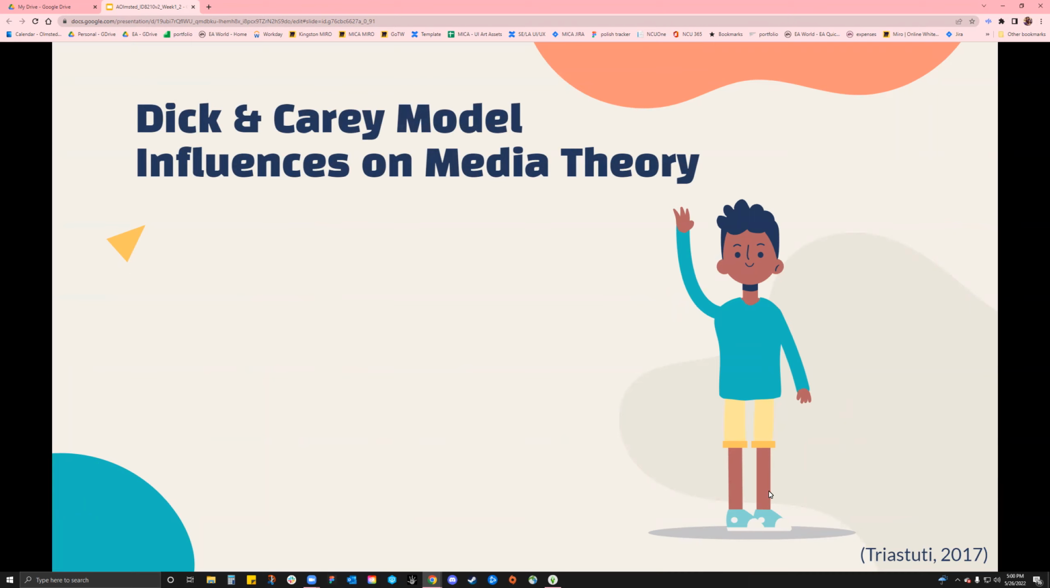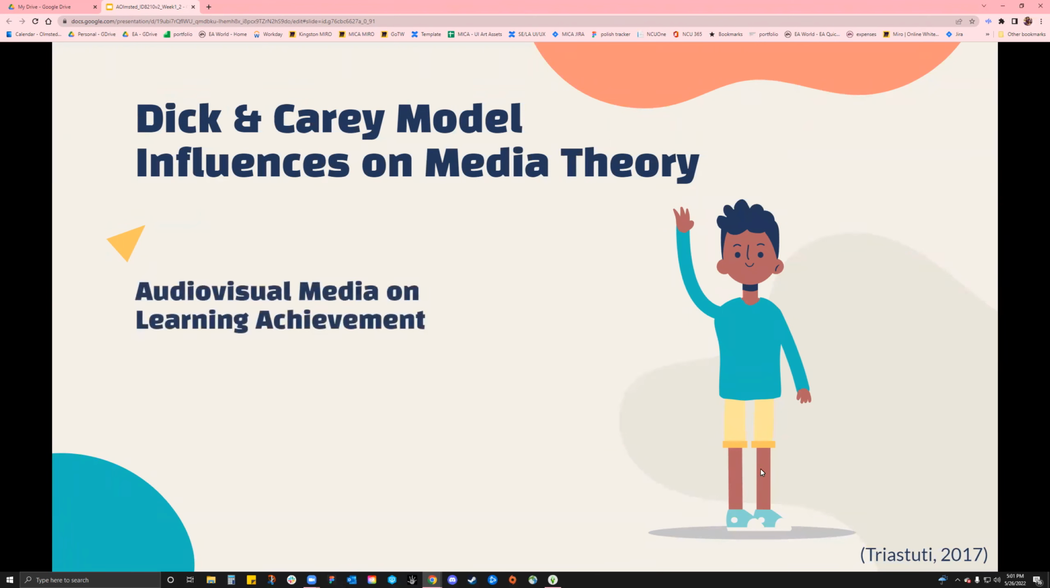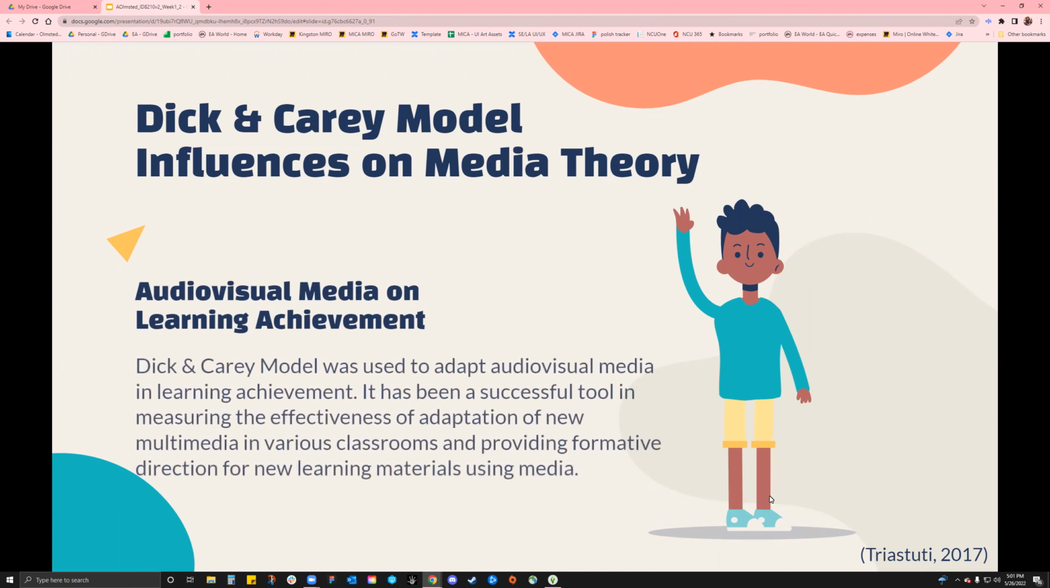The method used in this instructional setting was first designed with the Dick and Carey model and then developed and improved upon using quantitative analysis. The Dick and Carey model is commonly used to measure learning achievement when using audiovisual media. The Dick and Carey model was first used to adapt to audiovisual media in learning achievement.